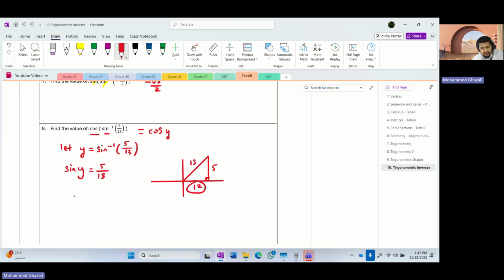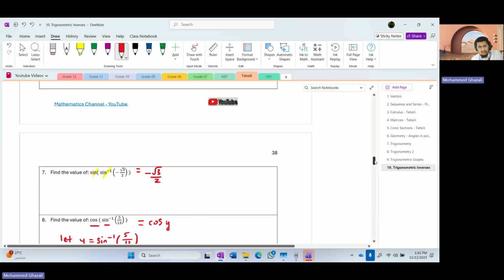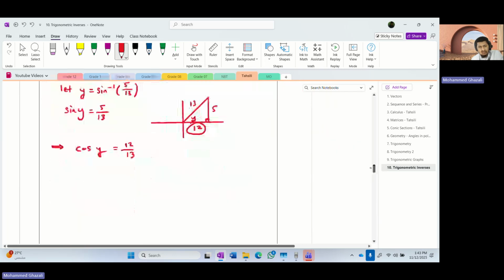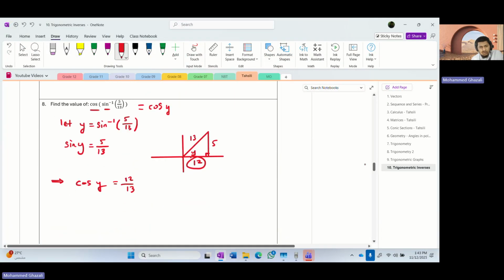So sine y is 5 over 13. What's the value of cos y? Cos y is adjacent over hypotenuse, which is 12 over 13. Remember, this is the angle y. I should have put some angles there, but that's good enough. 12 over 13, so that's my answer. Therefore, the answer for this problem, cos of sine inverse 5 over 13, is 12 over 13.